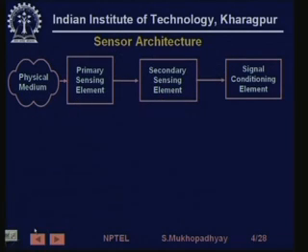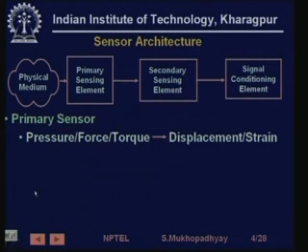So, coming back, typically as a primary sensor, we use displacement or strain. Sometimes we need not have a secondary sensor all the time. We can sometimes have only a primary sensor. It is not that at every time we will need a secondary sensor also. Sometimes the pressure value can directly be converted into an electrical form, that also is possible, but generally there will be a primary sensor, and generally this primary sensor converts the pressure, force and torque into an equivalent displacement or strain.